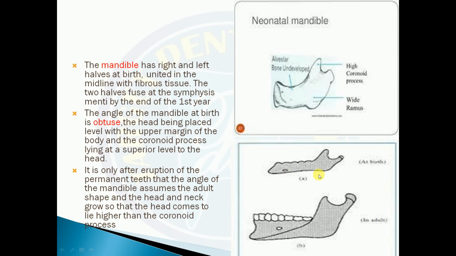At birth there is a high coronoid process, but in adults the neck is higher than the coronoid process.